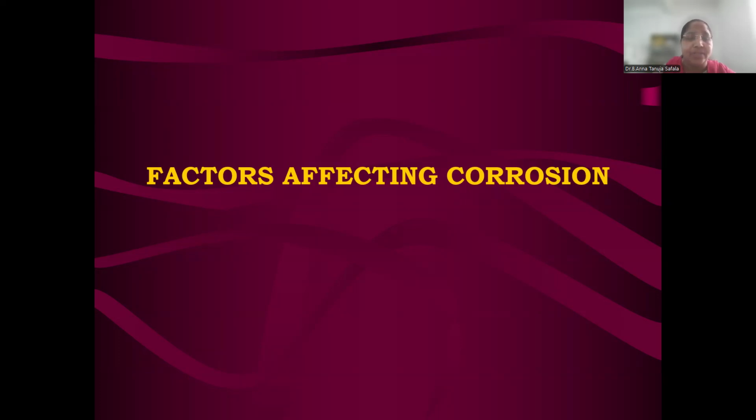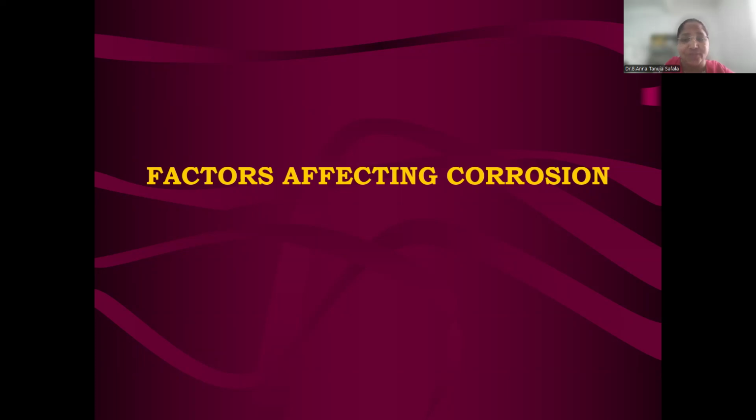Today I am going to discuss factors affecting the rate of corrosion. Corrosion is a natural phenomenon where metals exhibit a tendency to revert back to their native combined states. Due to corrosion, metals exhibit deterioration and destruction. Corrosion is a challenging thing in the industries.